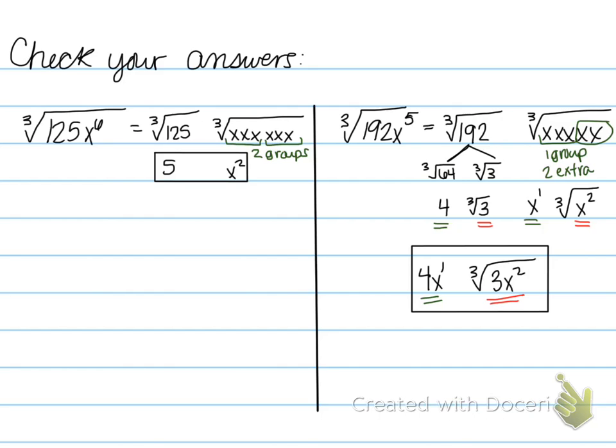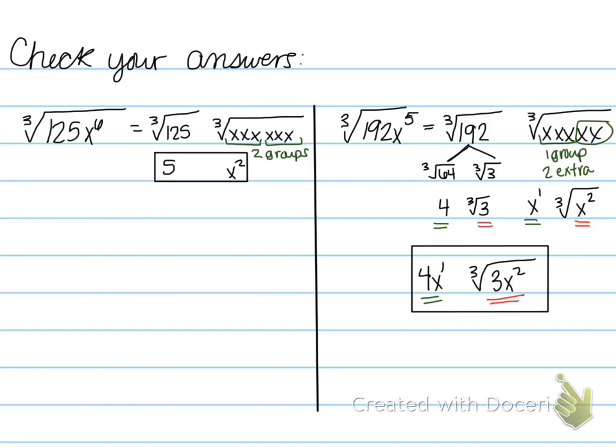When you did the cube root of 125, x to the 6th, you'll notice that cube root of 125 was a perfect cube, and the 6 x's split into 2 perfect groups. There was nothing left over. Therefore, your final answer is just 5x squared.